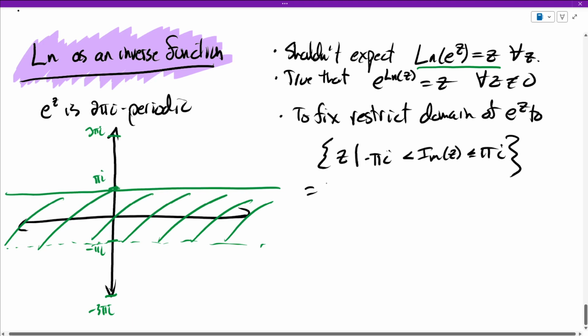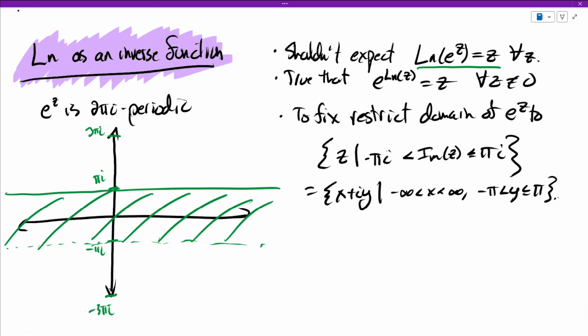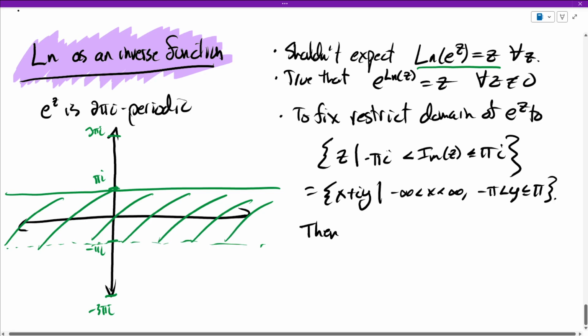Or if we wrote this in terms of x and y's, the x plus i y's, where x can be anything, and y's are stuck between negative pi and pi, inclusive at pi. Means the same thing. So once we do make that restriction, then it is the case that the exponential function is one-to-one, and the logarithm function is the inverse.